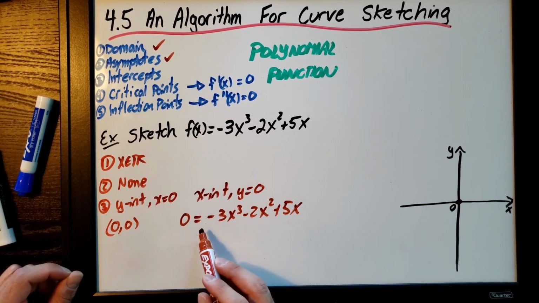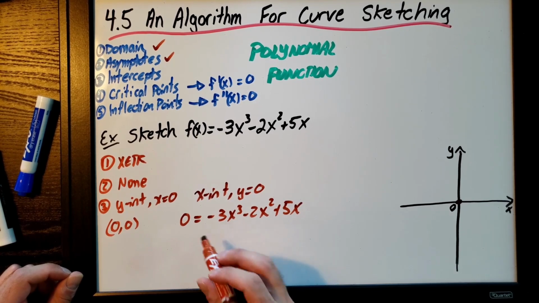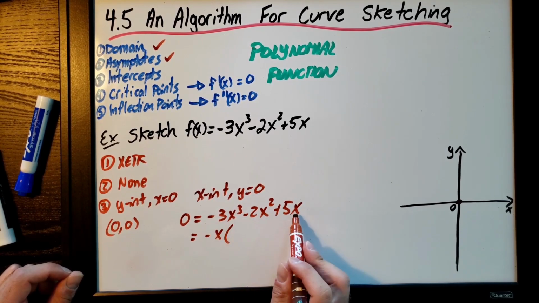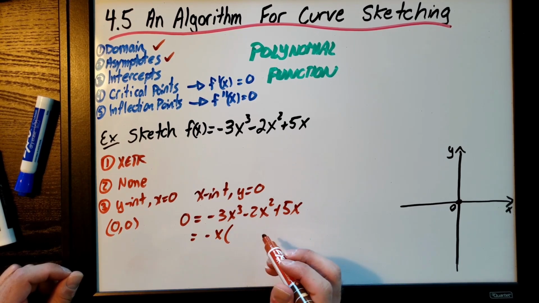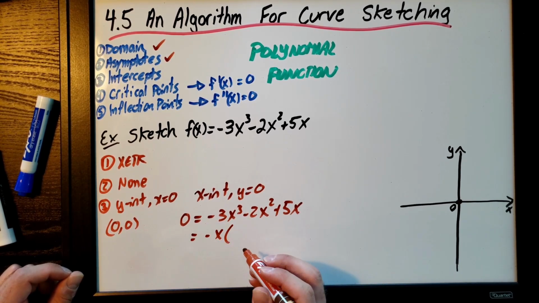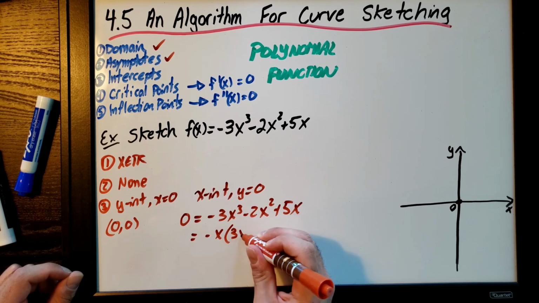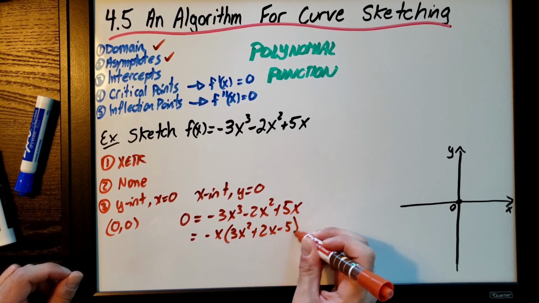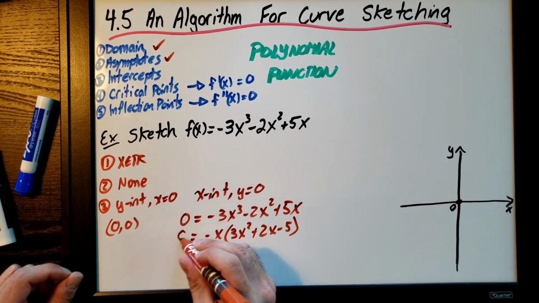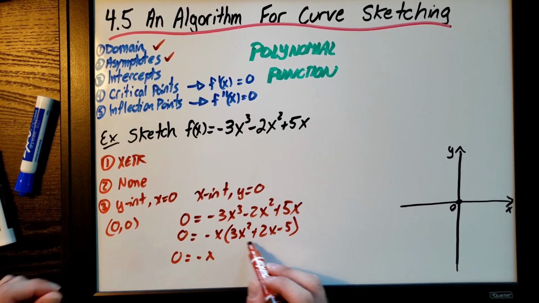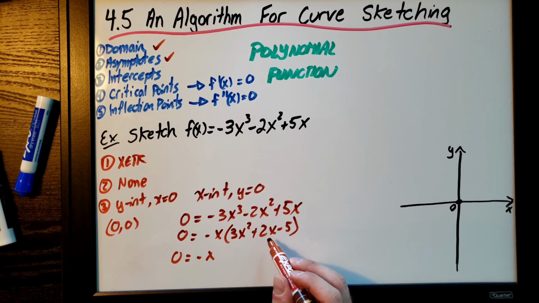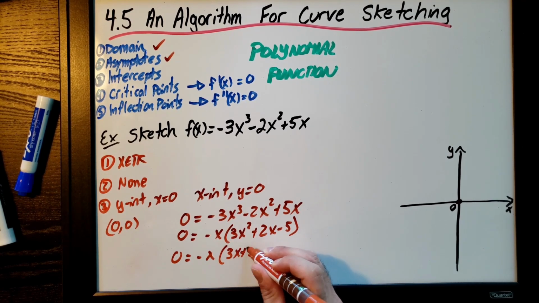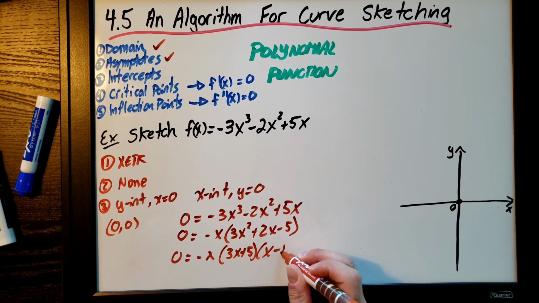And I'm going to factor out a negative x here. Okay, they have an x in common. Everyone always forgets that common factoring step. Factor out an x. If there's a negative in front, always factor out that negative. Here I'm going to be left with 3x squared plus 2x minus 5. There's a 0 on this side. And I'm finally just going to factor this part over here into 3x plus 5 and x minus 1.